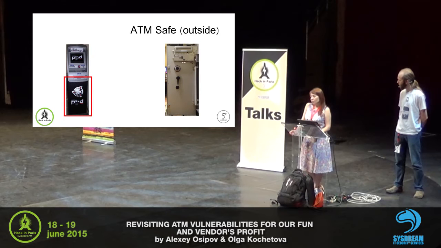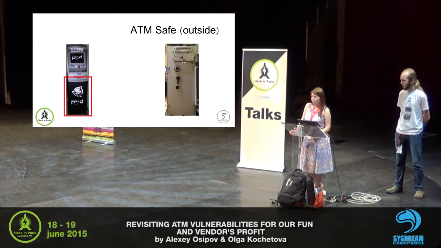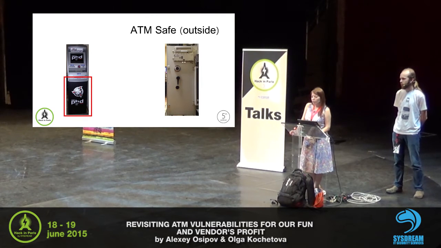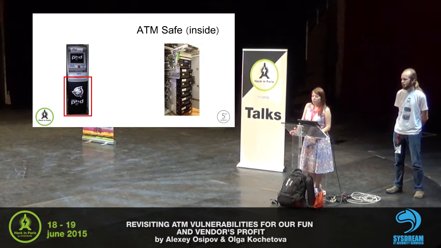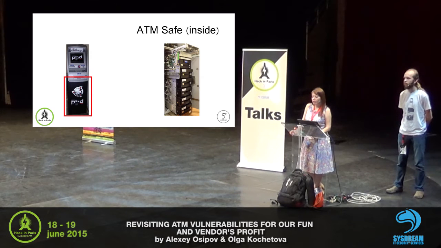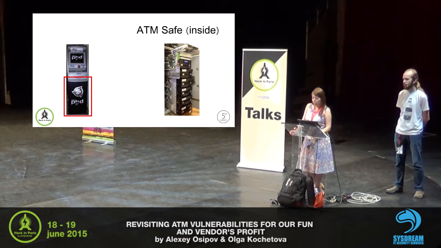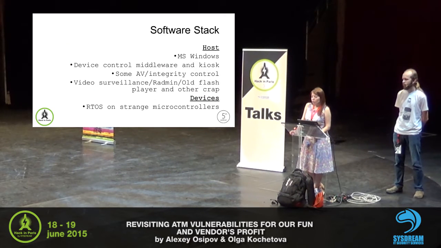And the safe is for money. It is a steel and concrete sandwich with two types of locks: rotary code or electronic locks, and lever locks. A dispenser is a device contained in the safe, including four cassettes for cash and one cassette for ejected notes. What about software?